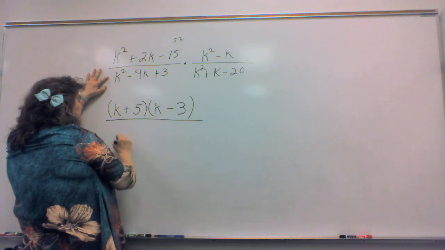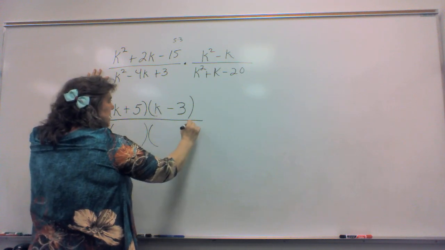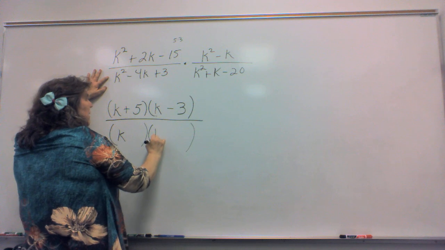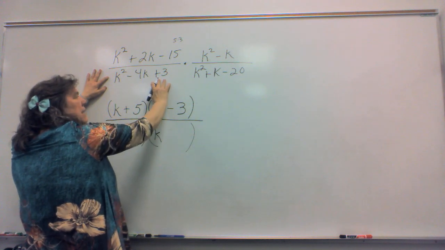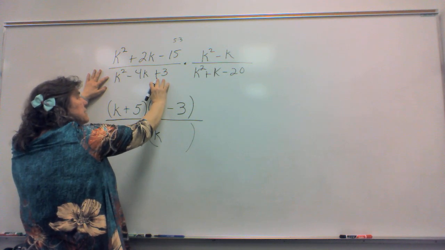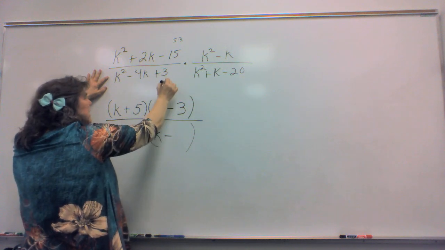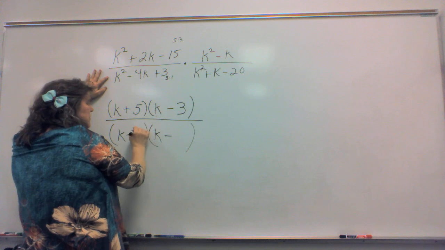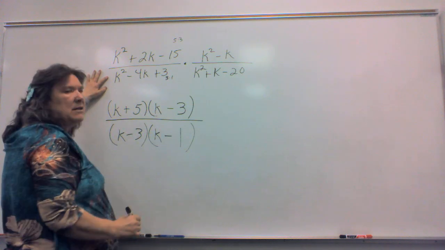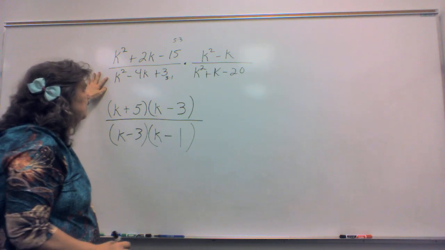Okay, the denominator, again, we have k times k. Notice, this is the same sign because it's plus. This one is minus, so my sign is negative. 3 has only one possibility, 3 times 1. So that one's not so hard to do because there's only one possibility.